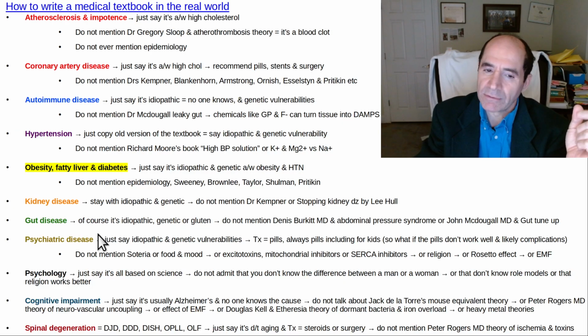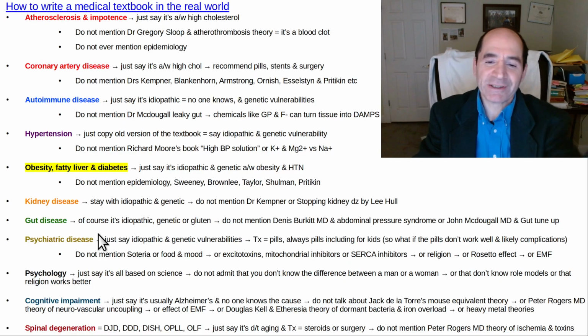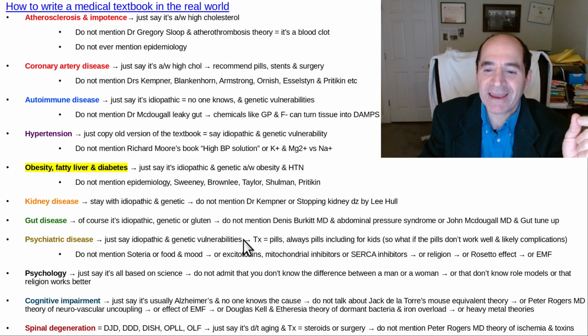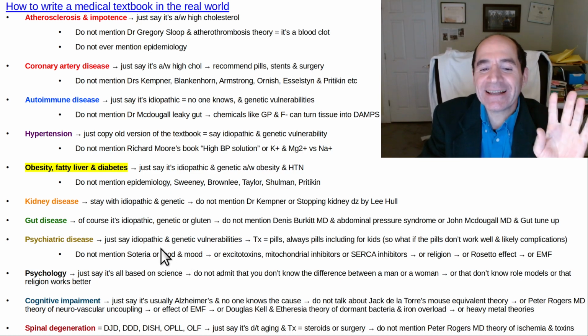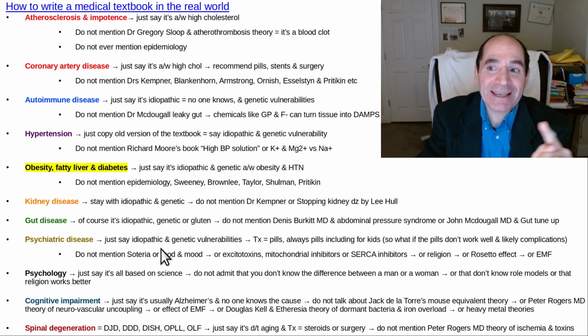Okay, gut diseases. Same thing. Tell them it's idiopathic genetic, or this time throw in gluten, and then we'll sell them some low gluten food. Don't mention Dennis Burkitt, abdominal pressure syndrome, or McDougall in his book Gut Tune-Up. None of that. Okay. Psychiatric disease. Just say it's idiopathic genetic. I mean, it's like this for everything.